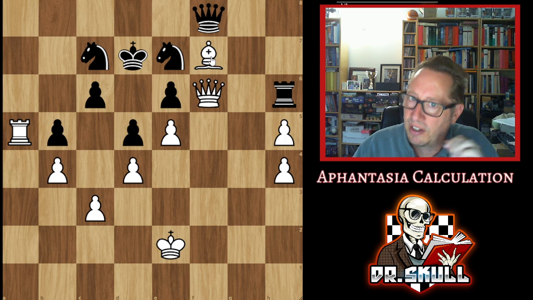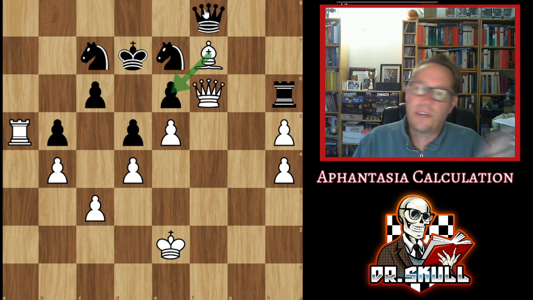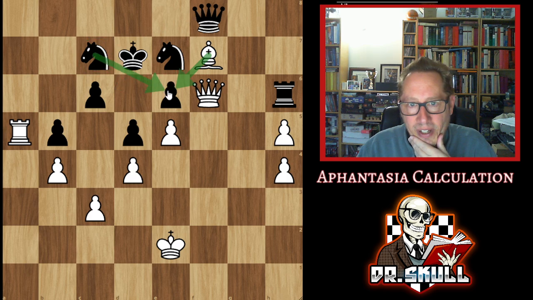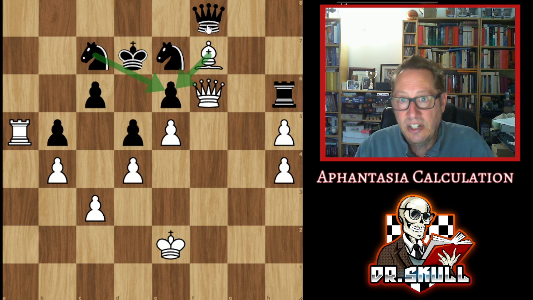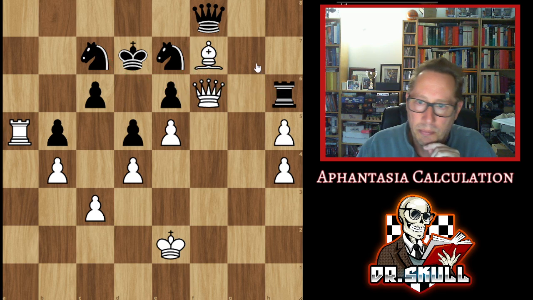So I calculated like this. I went, okay, we go here, and bam, we win the game, right? We win the queen. Oh, there's a problem. Hopefully you all see the problem. The problem is the knight can come back, take our bishop, and also back up the queen, and our queen is still under attack. So this move maybe fails.